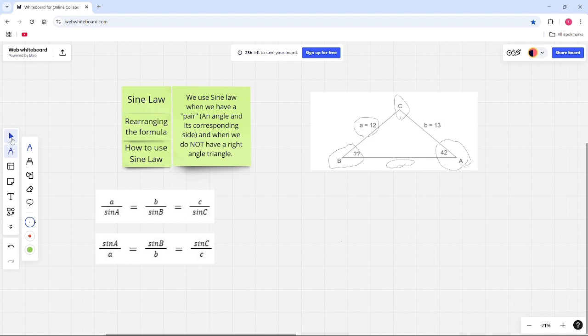Now, the two formulas that we will be using here are these two over here. Algebraically, you can rearrange one to suit the other, and I will show you how. So let's say we want to get from here to here. So then it will be side length A over sine A is equal to B over sine B.